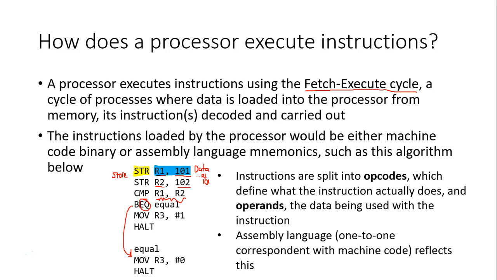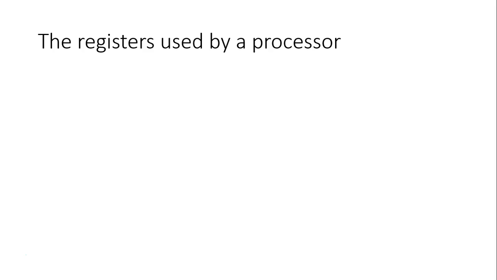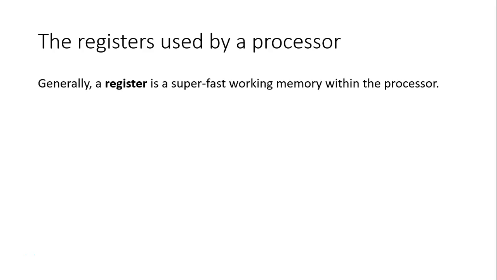So assembly language reflects the idea that we have opcodes and operands, and with regards to the fetch execute cycle, you'll see what I mean when I get into it. But first of all, we need to look at the registers that are used by a processor. If you get a cross-section of what a processor looks like on the inside, you get many components, but the ones you need to know about are the registers.